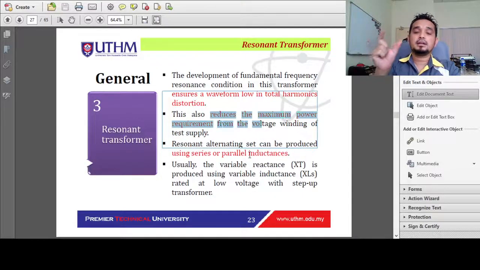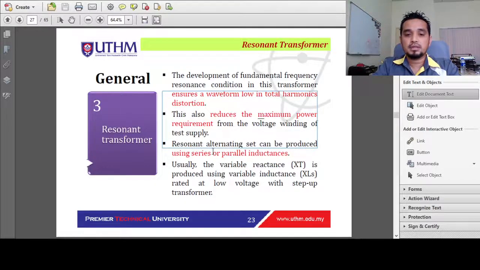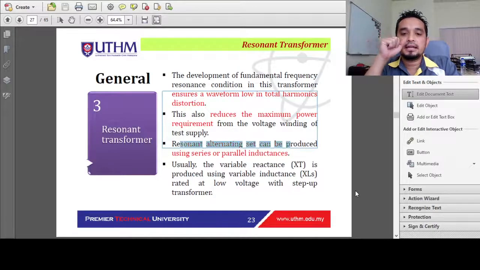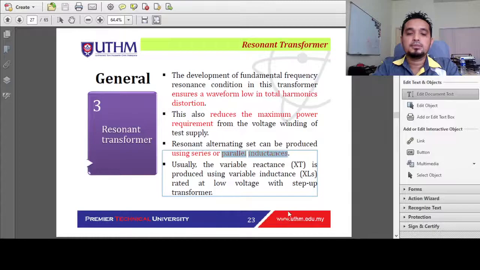That's why I said, as mentioned before, to reduce the power requirement. And resonance can be achieved by using a series or parallel inductance. Okay, this is how we produce the resonant transformer.